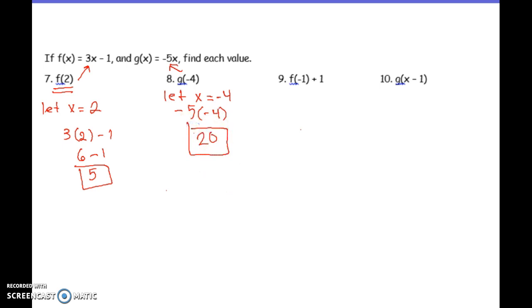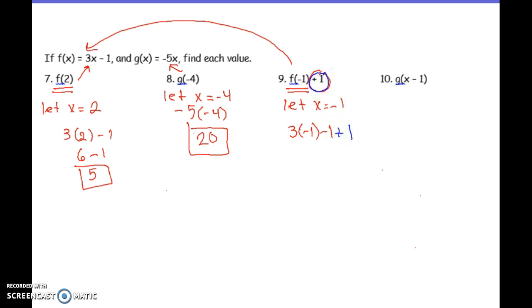All right, number 9 gets a little trickier. Okay, notice we have f of negative 1, but then we have plus 1. So first I'm going to take f of negative 1. So I'm going to use the f function right here, and every time I'm going to let my x be equal to negative 1. So it's 3 times negative 1 minus 1. But then what I want to do from there is actually add 1. So this becomes negative 3 minus 1 plus 1, or negative 4 plus 1, which is negative 3. So be careful with that. It's a little bit different.